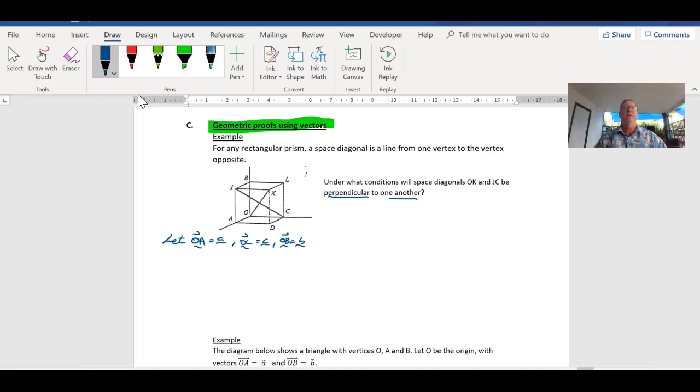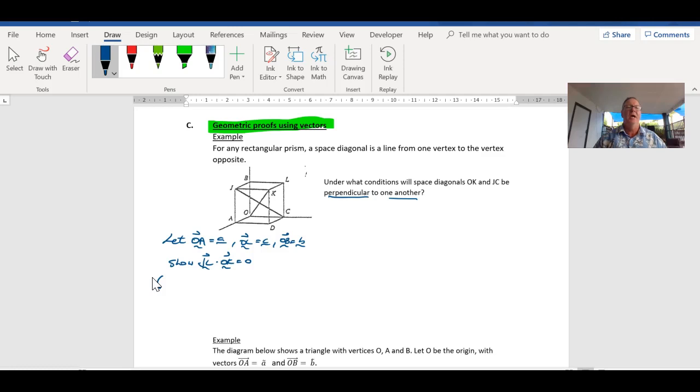What do I need to prove? Well, I need to find JC and OK. And I need to show that the space diagonal JC and the space diagonal OK, when I find the dot product, it equals 0. And if that's the case, then they would be perpendicular. Well, there's a bit more to it in this case, but we'll get to that in a minute. It says under what conditions will they be perpendicular to each other? Well, we can come to that in a moment. But all that we need to find is firstly the dot product and work out how it equals 0. Dot product first. Okay, I need to find JC dot OK.